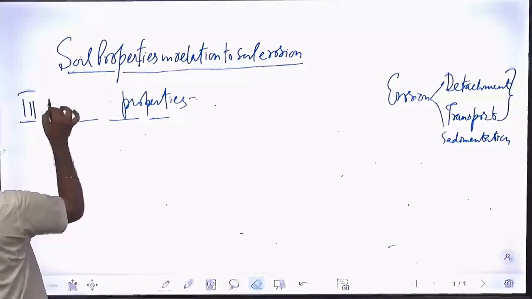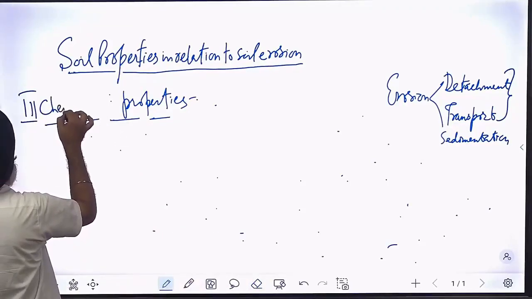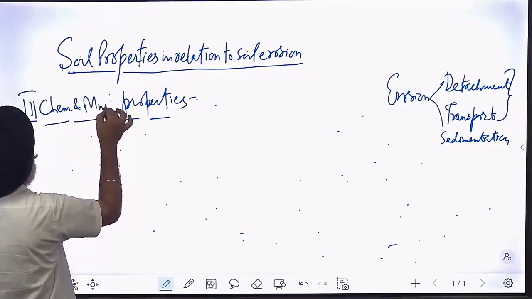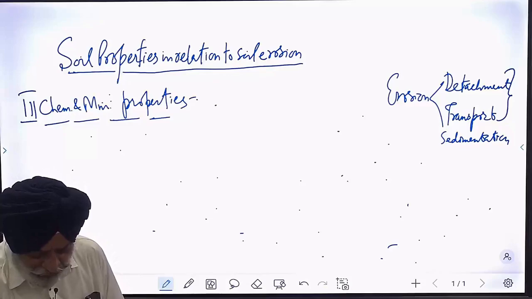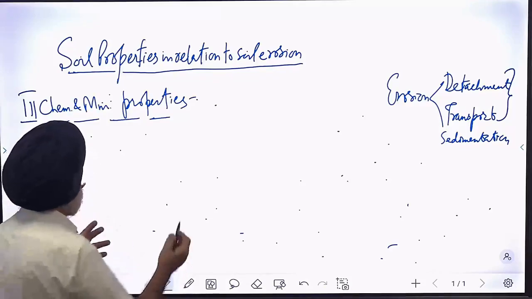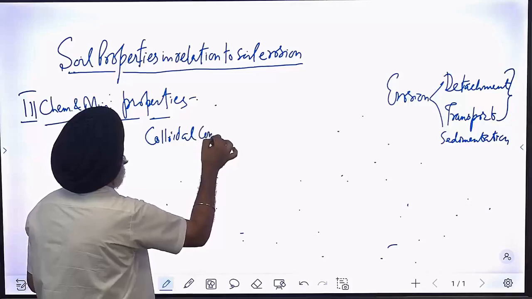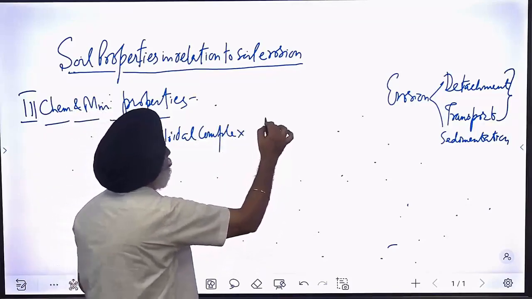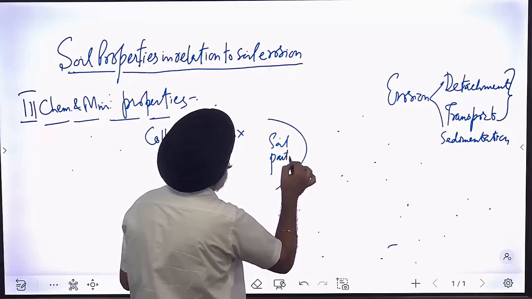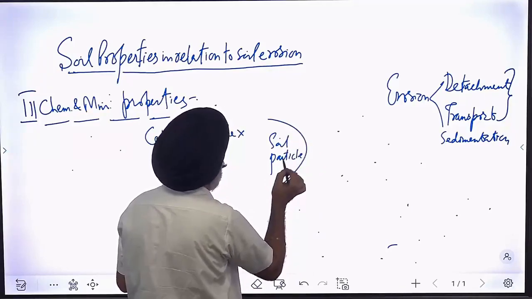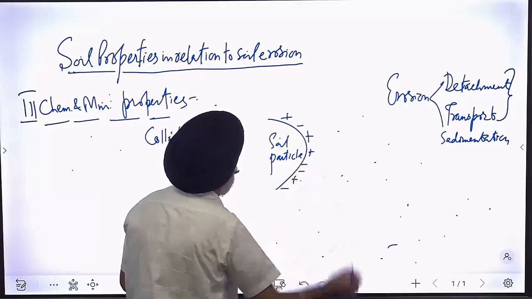So, chemical and mineralogical properties of the soil which affect soil erosion. Here in chemical properties, the soil is a colloidal complex. If you remember from my initial lectures, this is a soil colloid or soil particle. This soil particle could be charged, with a net negative or net positive charge.